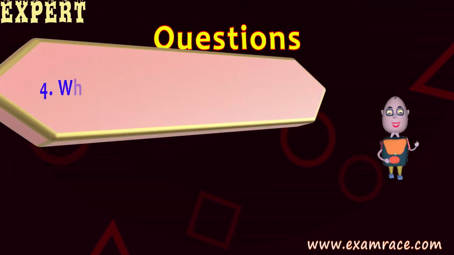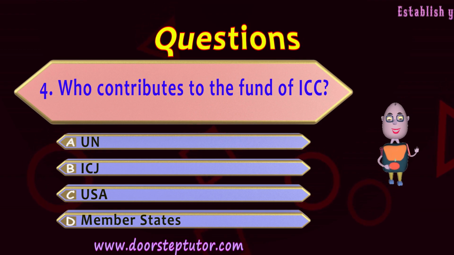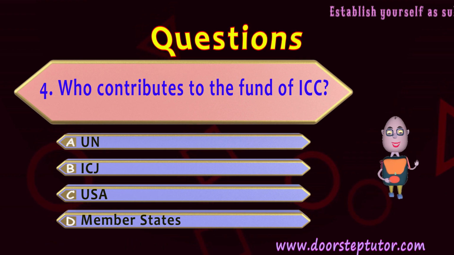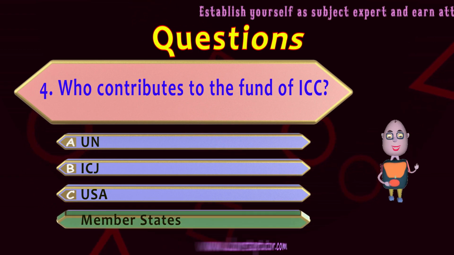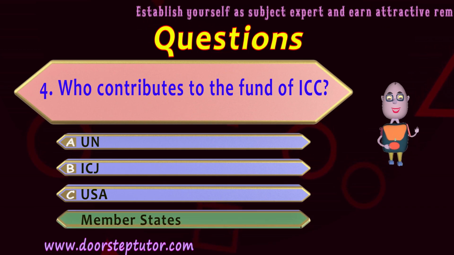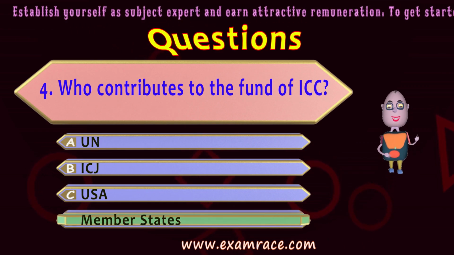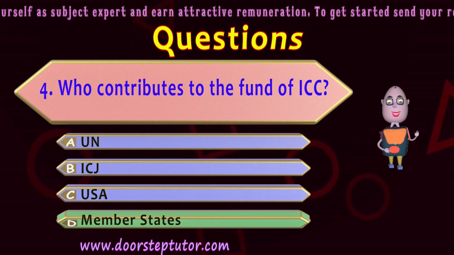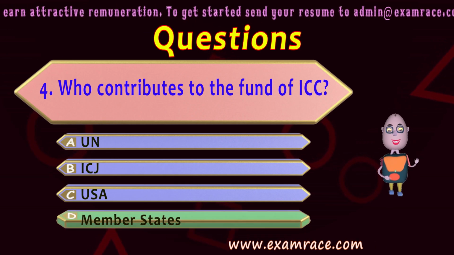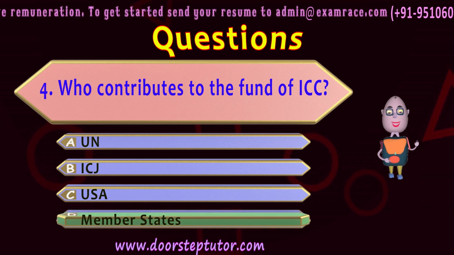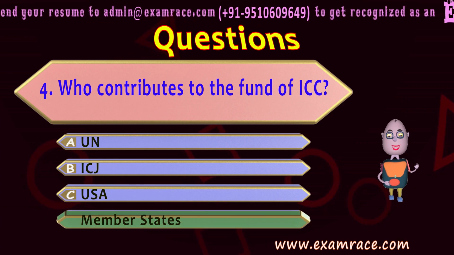Now the next question is: who contributes to the fund of ICC, from where it manages its funds we are talking about here. The funding comes from member states, and these contributions are determined by the same method the United Nations uses to assess dues, which roughly corresponds to the size of each member's economy. So the economy of a member state matters here, and the largest contributions in 2017, you see, came from Japan, Germany, France and the United Kingdom. So this is how the funding gets managed in ICC.